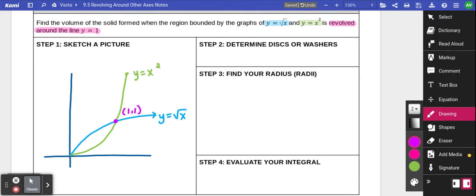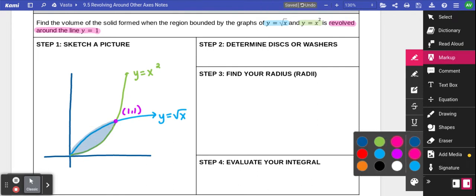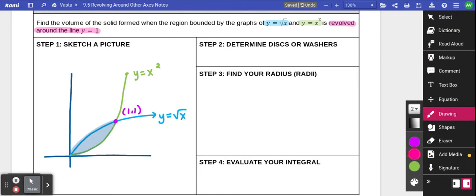We're going to take that region, so this region bounded by those two graphs, contained in here, and we're going to revolve it around the line y equals 1. Now y equals 1 is a horizontal line on the graph, and that's going to be my axis of revolution. So I'm spinning this region around this line. If I do that, the image of the other side of the region would end up looking like this.